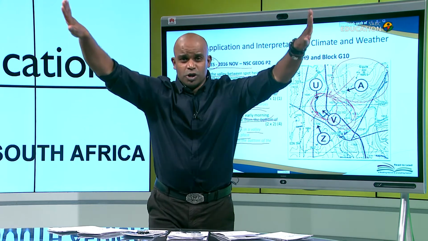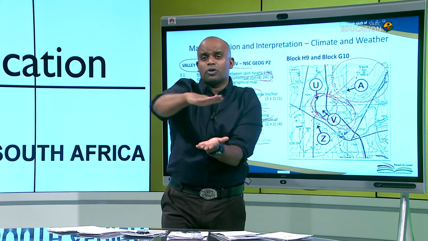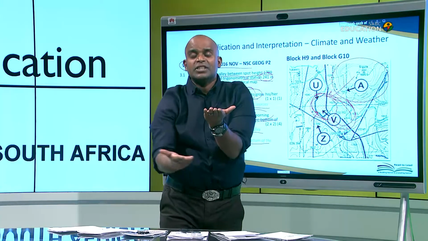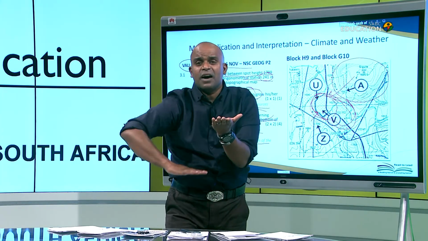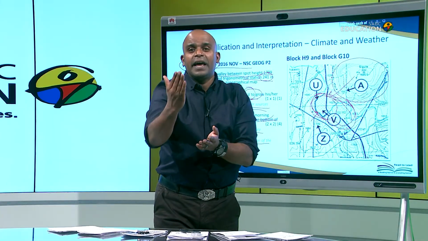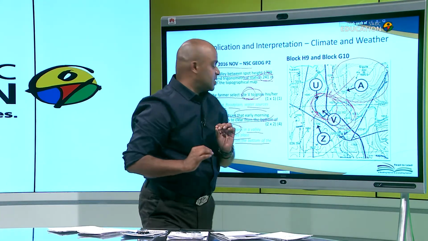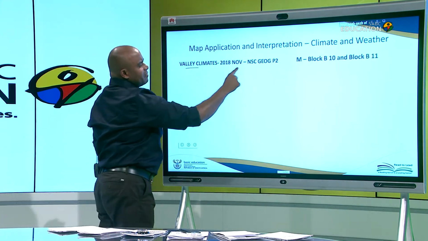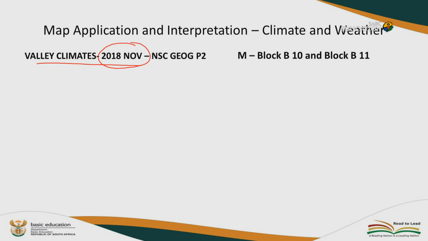in the valley floor. So there's your slope, and you've got all these air masses existing at the bottom. And what's happening? Terrestrial radiation. The surface is being heated, and the air moves away from the surface in a convection current. Let's look at the next one. The next one, again, valley climates in 2018 November.